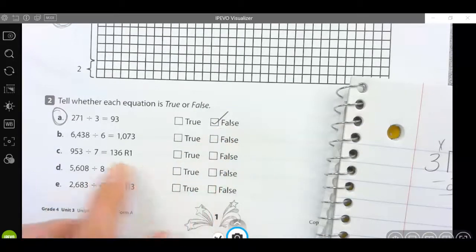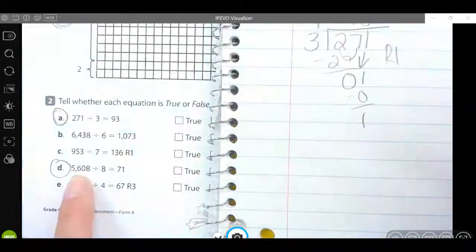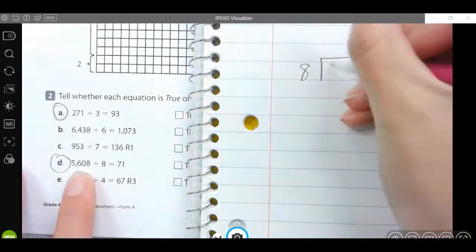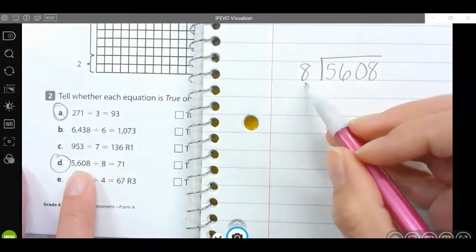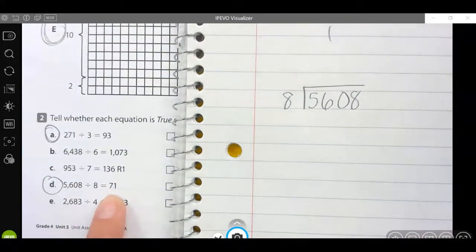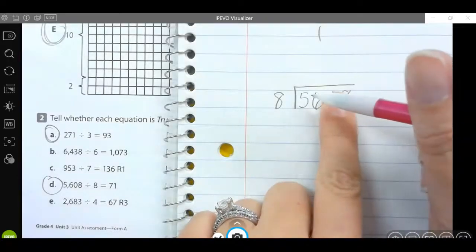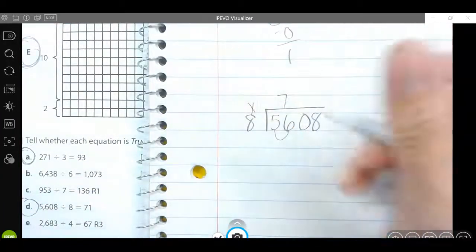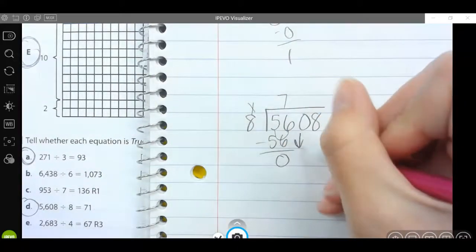Okay. The next one I want you to try is D, which is 5,608 divided by 8. On the paper it says that they got 71, but I want you to solve it to see what you got. Let's go over together. Can I start with the 5? No, I need to make it bigger. So 56. 7. 8 times 7 gets me 56, Nathan? Yes. Good. Do I have anything left over? No.